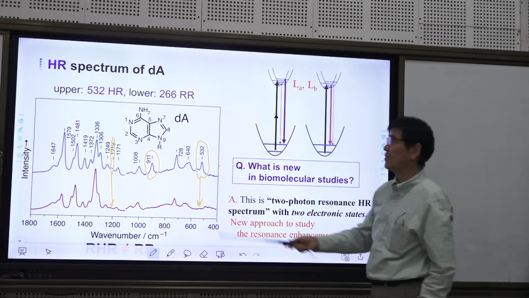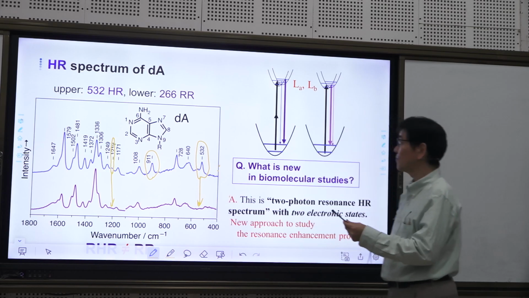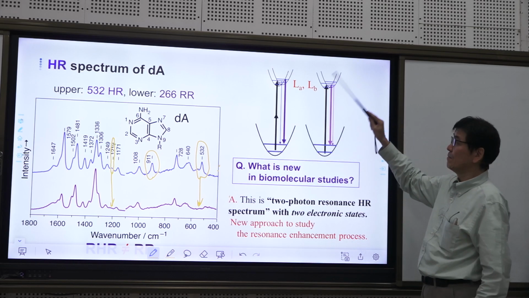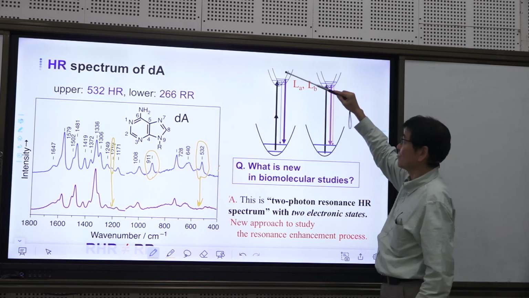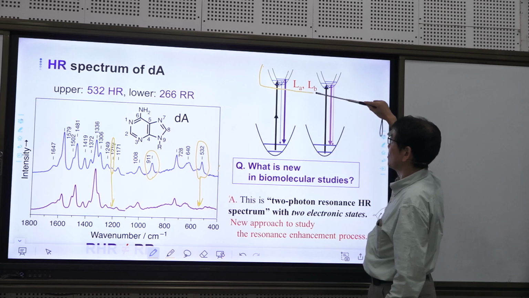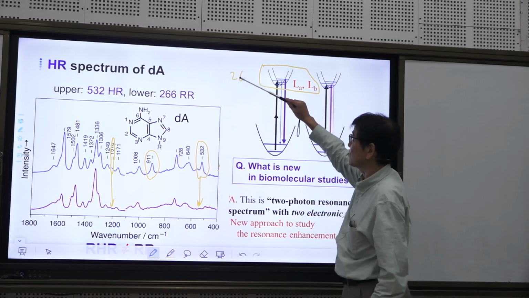What is the difference between this case and the previous three cases? In the case of DA, it is known that there are two electronic states, so-called LA and LB, near 266 nanometer.